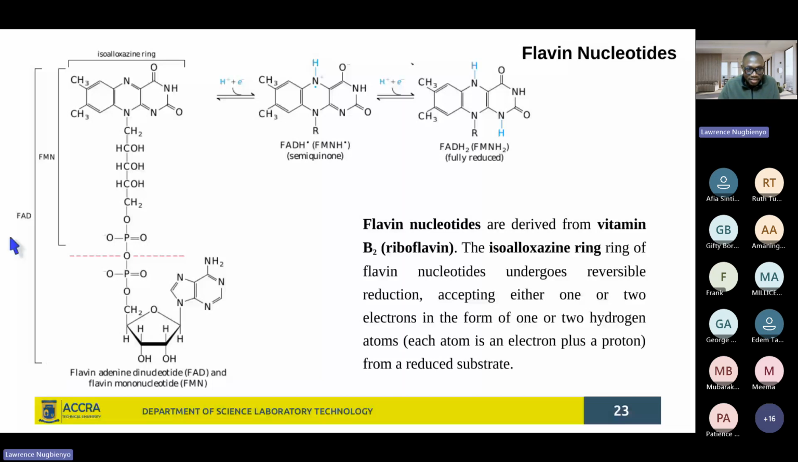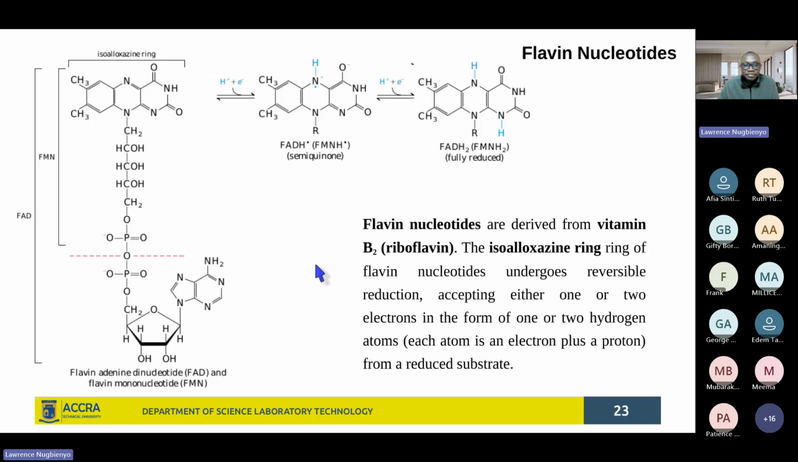So flavin, that is the 3 rings fused together, then adenine. So flavin adenine dinucleotide. This is also involved in oxidation reduction reactions. And we can see clearly here too, hydrogen ions, electrons being transferred. And we see flavin nucleotides being derived from what? Riboflavin, vitamin B2.